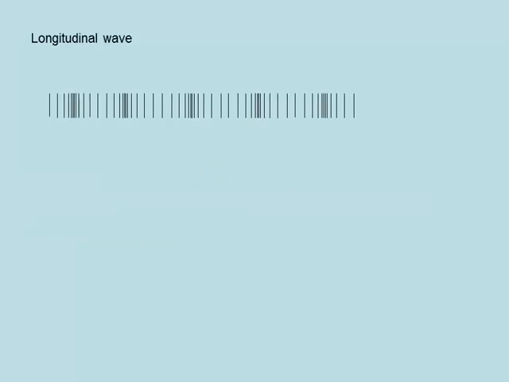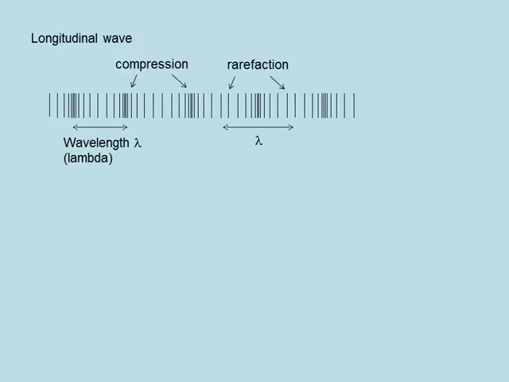That produces a wave that looks something like this, where we have compressions, where the coils of the spring are close together, or the air particles with a sound wave. Rarefactions, where the particles are further apart. The wavelength would be, for instance, from a compression to the next compression. The wavelength could also be from rarefaction to rarefaction, or any point to the same point on an adjacent wave.